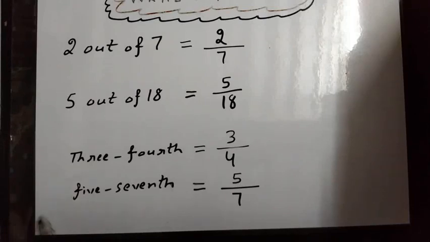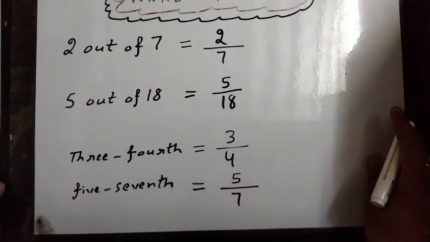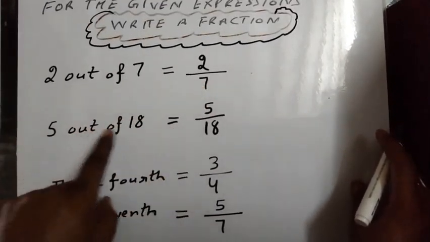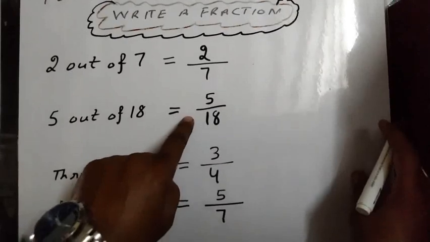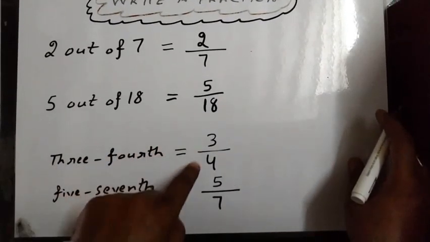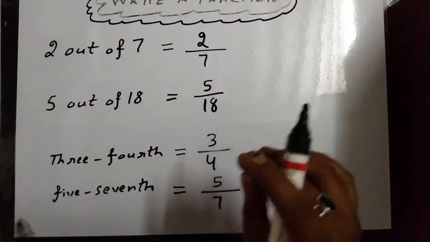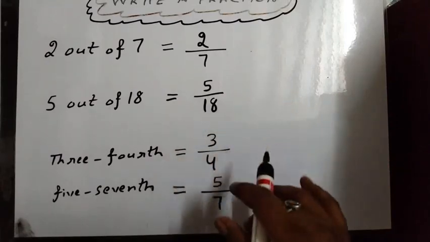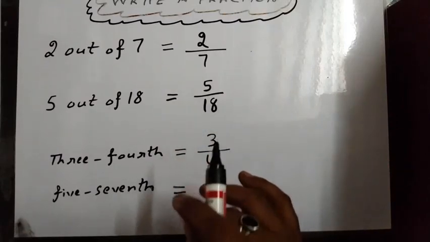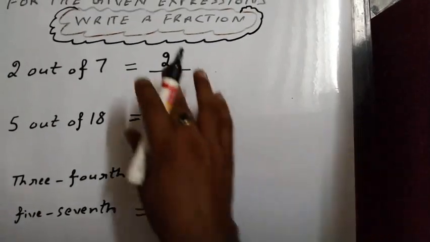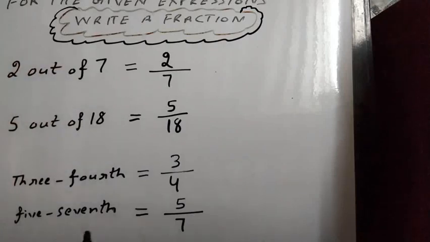Now dear student, you have done the job you were given. Now your answers for the first question is 2 by 7 and for the second one is 5 by 18. For the third one 3 by 4 and 5 by 7. Now our duty is not finished by finding the answer. We are going to learn something new in this question. So you see, these are the fractions we have formed from the given expressions.